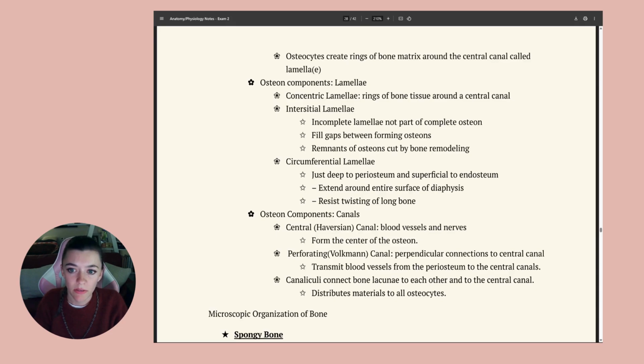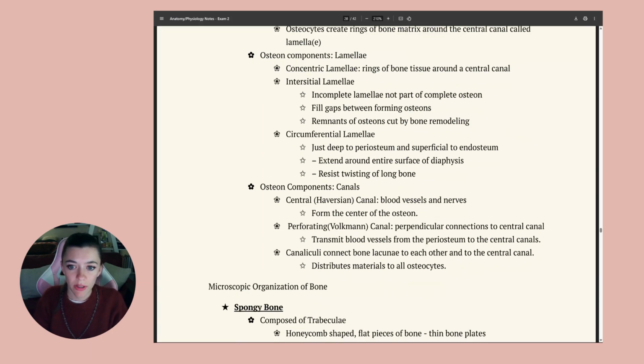The concentric lamellae, rings of bone tissue around a central canal. We have interstitial lamellae. It is incomplete lamellae, not a part of the complete osteon. It fills gaps between the osteons and remnants of osteons cut by bone remodeling. Circumferential lamellae, just deep to the periosteum and superficial to the endosteum. They extend around the entire surface of the diaphysis and resist twisting of long bone.